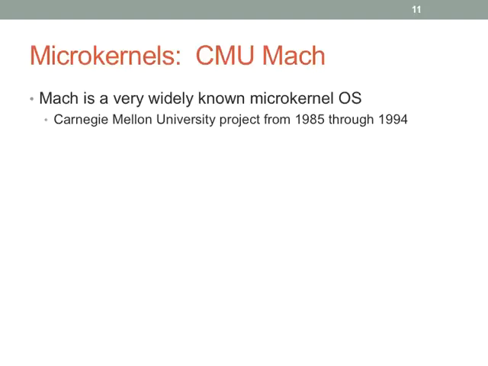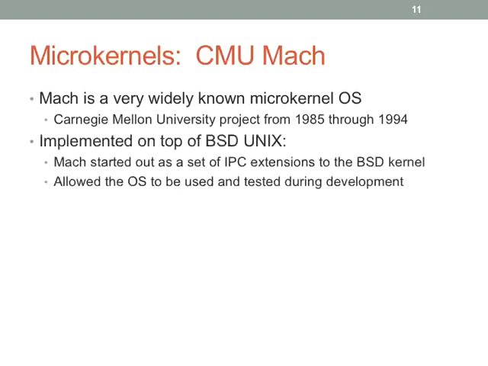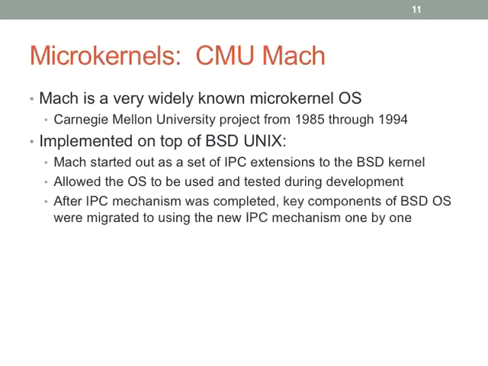So, but anyway, it was a CMU project from '85 through '94. Very sort of impactful project. I've mentioned it before. OS 10 runs on a Mach kernel, or a variant of a Mach kernel, so you know it lives on. It's very, very widely spread at this point. So it was implemented on top of BSD Unix. It had a great approach to the problem. We'll start out adding IPC extensions, so inter-process communication extensions, to the BSD kernel, so that we can actually continue booting this operating system and using it. Great idea. After it was finished, then they started migrating facilities out of the kernel and out into user space.